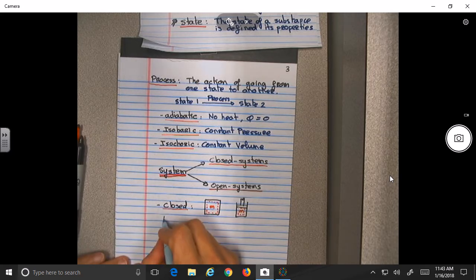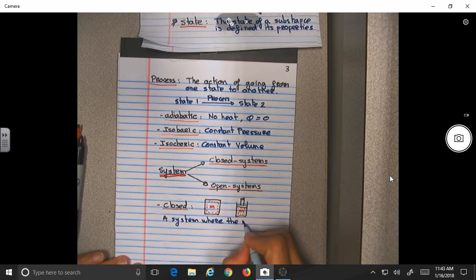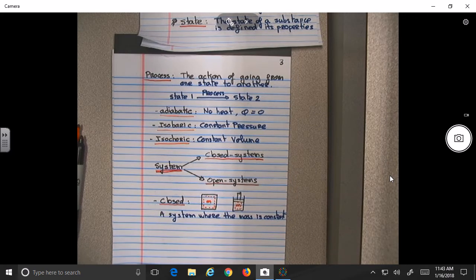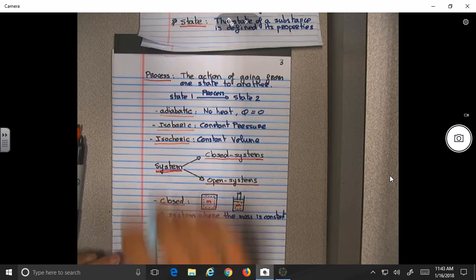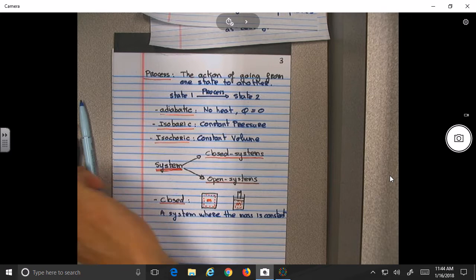So what could be a very simple definition for a closed system? A system where the mass is constant. Basically, I will say half of the class is on closed systems, and the other half will be on what?